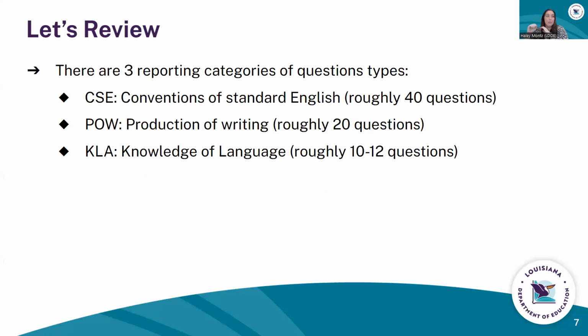That's CSE, which is Conventions of Standard English, which is most of the test. It's 40 questions, sometimes a little bit more, and there's only 75 questions on the test, so it's more than half the test. Production of writing, which is roughly 20 questions, and then KLA, which is knowledge of language, which is somewhere around 10 to 12 questions.